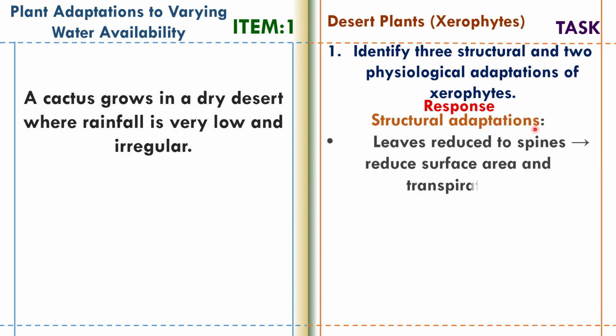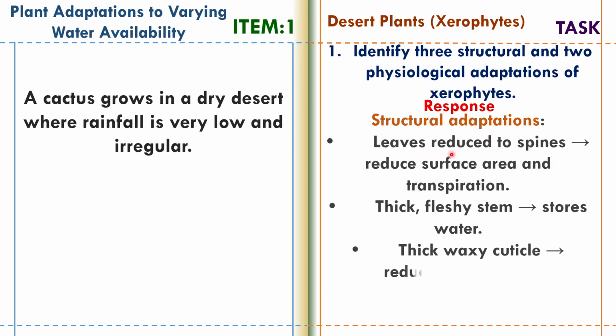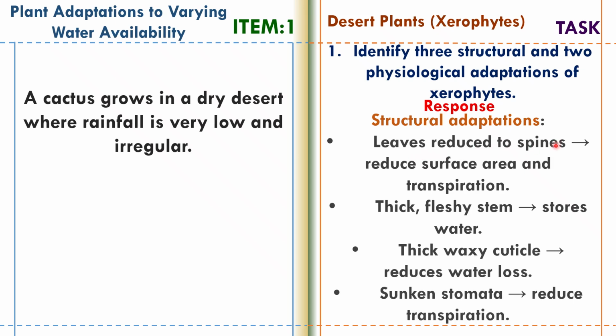Structural adaptations: leaves reduced to spines. This reduces surface area and transpiration. Thick, fleshy stems. This stores water. Thick, waxy cuticle. This reduces water loss. Sunken stomata. This reduces transpiration.